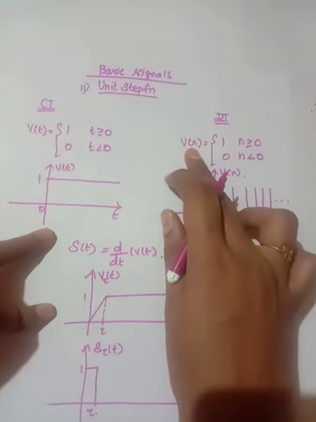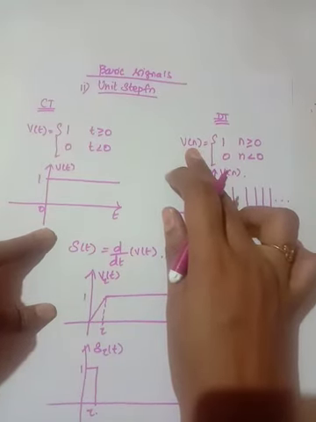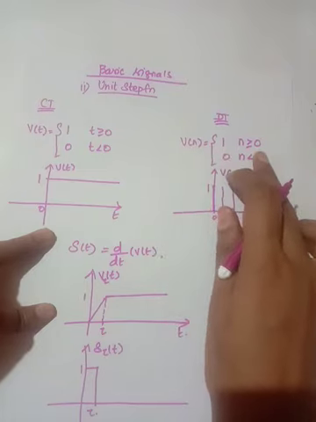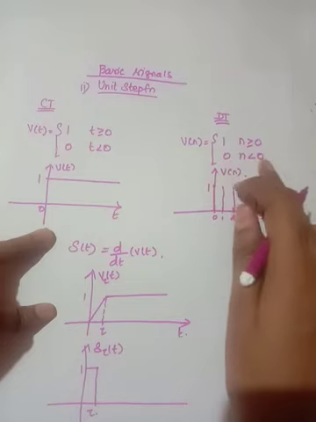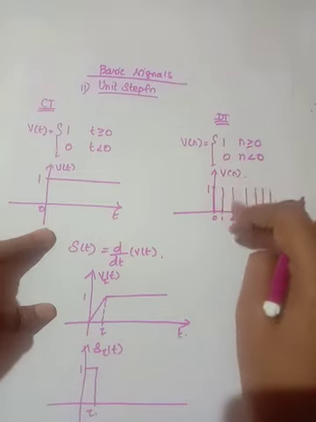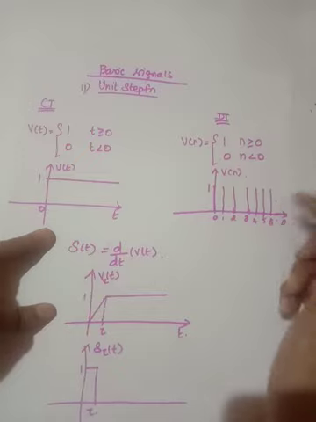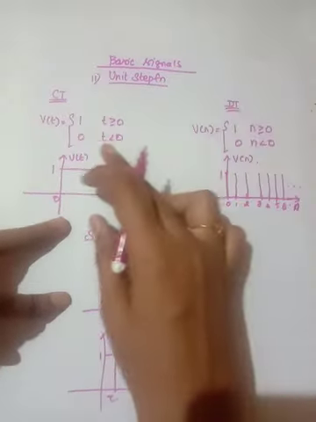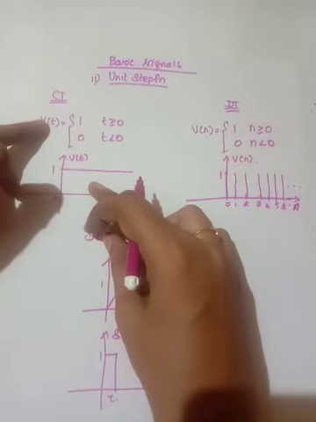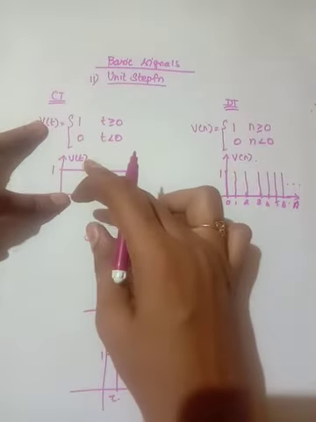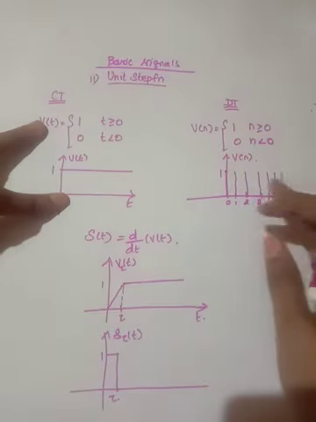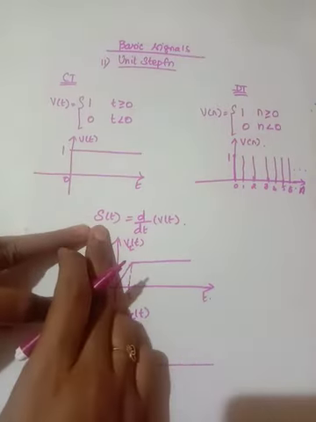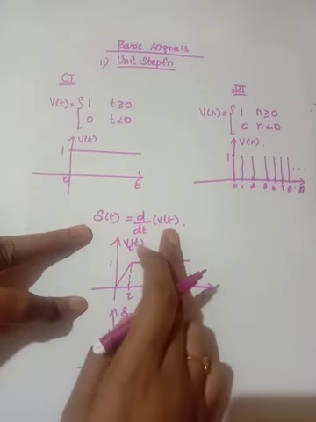This is the mathematical representation for a unit step function, that is u of n is equal to 1 for n greater than or equal to 0 and 0 for n less than 0. Since it is discrete, we have plotted it in a discrete manner, and this is your n. So this is the graphical representation and the mathematical relation for a unit step signal in continuous time and discrete time.